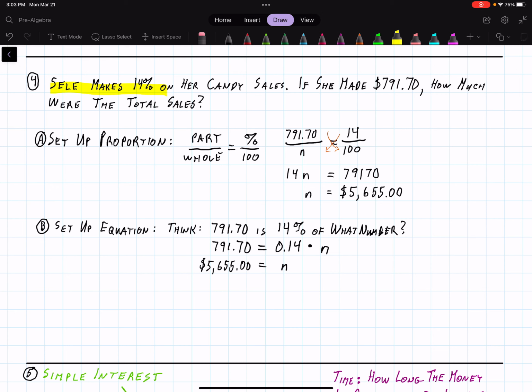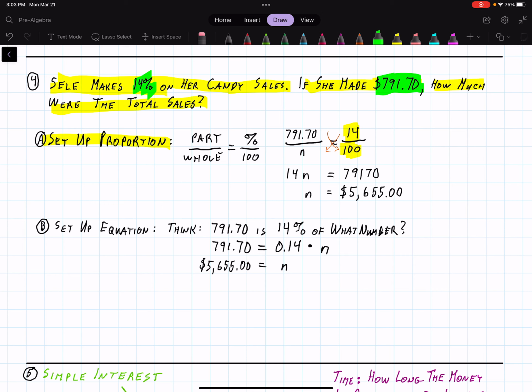So Sally makes 14% on her candy sales. If she made $791.70, how much were the total sales? So once again, I'd go right to proportion. I know that she makes 14% over 100 because it says so right there. I also know that she made this amount. We need to know how much she sold in total.